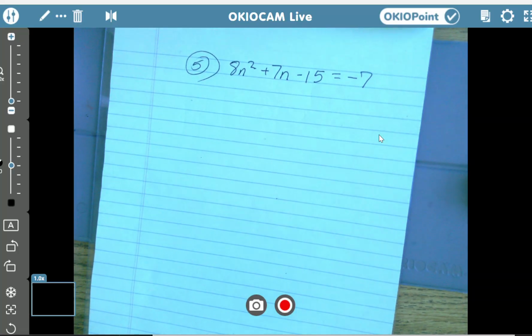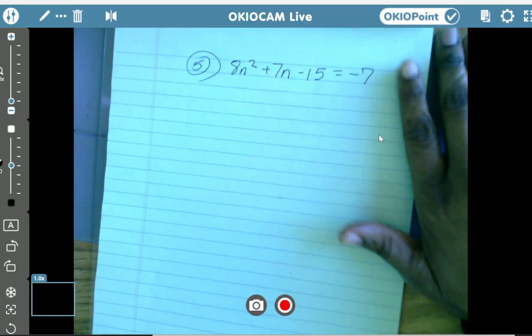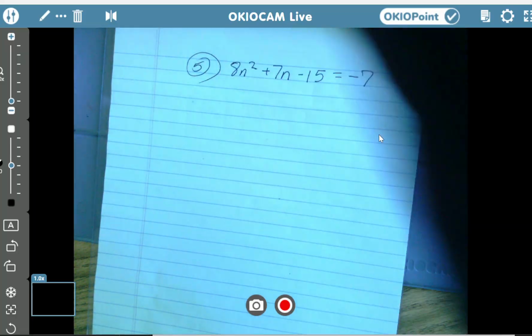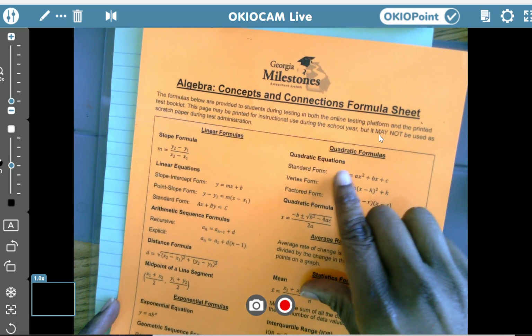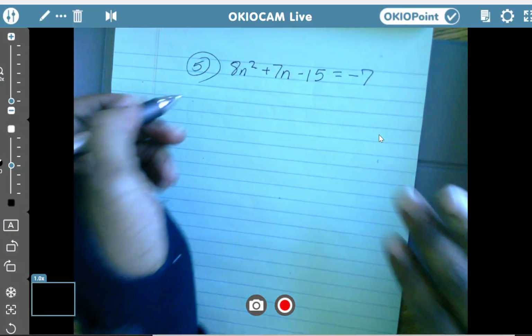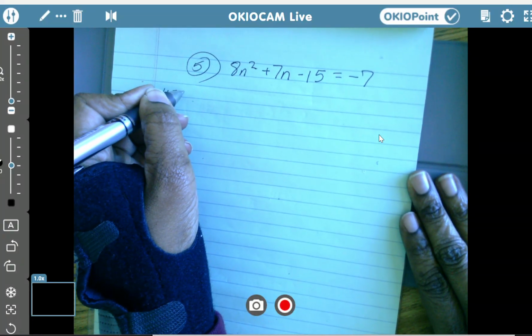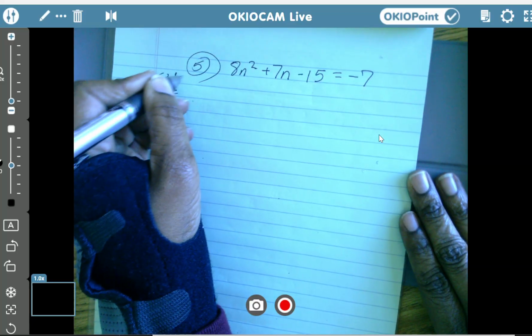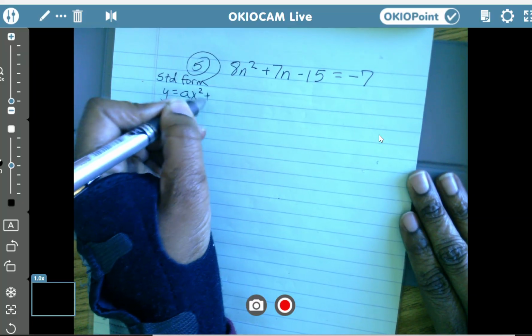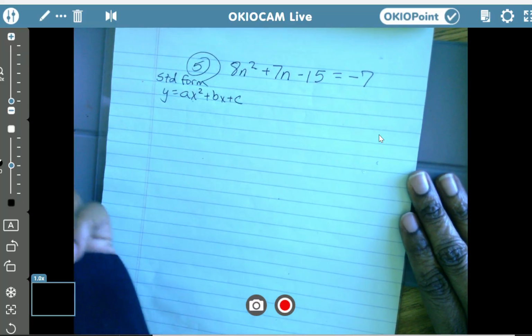It is a quadratic function because the highest exponent is 2. However, it is not in standard form. So the first thing we need to do is write this equation in standard form. Standard form for a quadratic is on our formula sheet: y equals ax squared plus bx plus c. So I call it STD form. Standard form, STD form, is ax squared plus bx plus c.